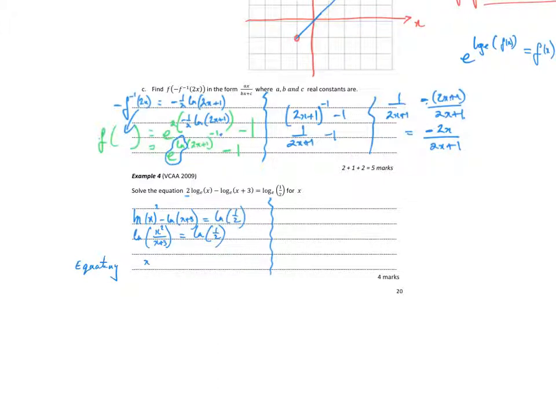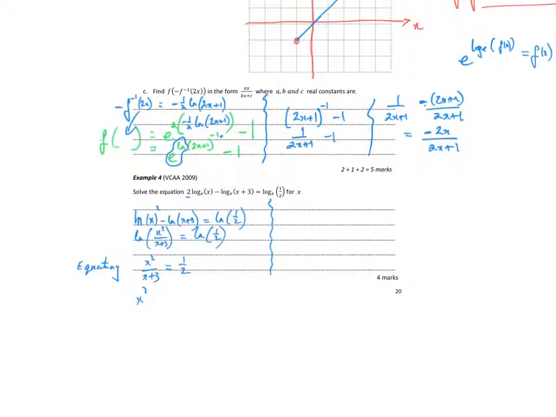That means x squared plus over x plus 3 is equal to a half. Let's take that x plus 3 across and bring the 2 to the left-hand side and leave the 1 on the right-hand side. So that means I get 2x squared minus x minus 3 is equal to 0. I'm hoping this factorizes nicely for us.